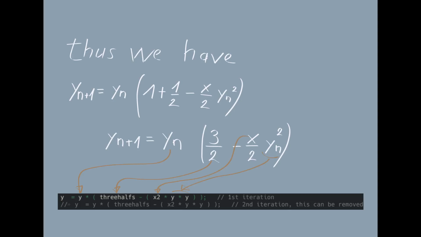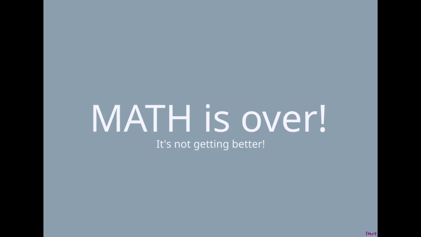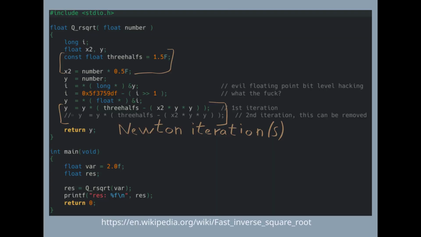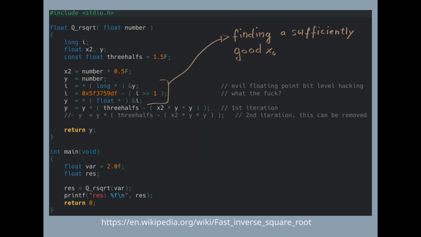The only thing to remember is x2 is 0.5 times x. This is a bit confusing because in the original function code this part is at the top, but fundamentally these two parts of the code are about using the Newton-Raphson method to get a good solution for y equals 1 over square root of x. So the next problem is to find a good approximation to start the Newton-Raphson method.